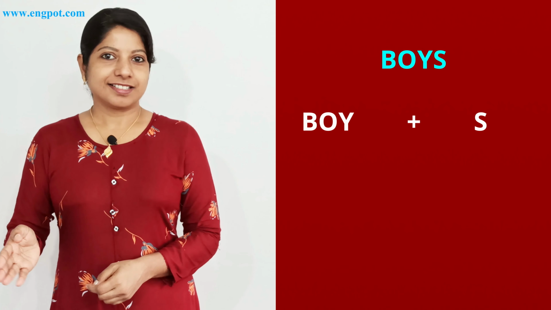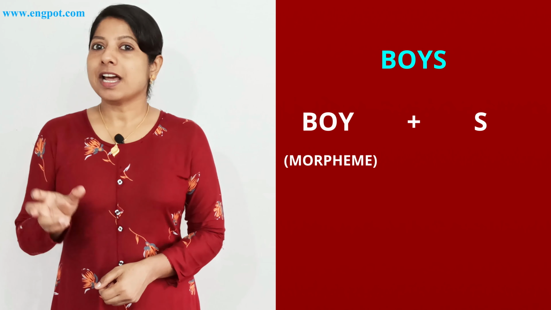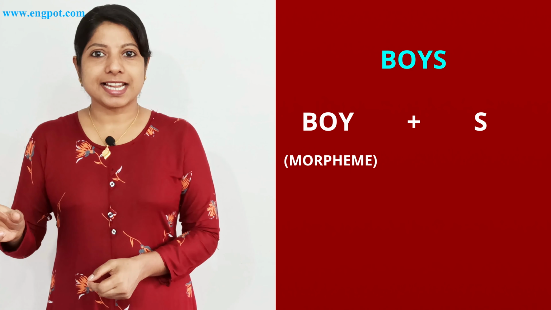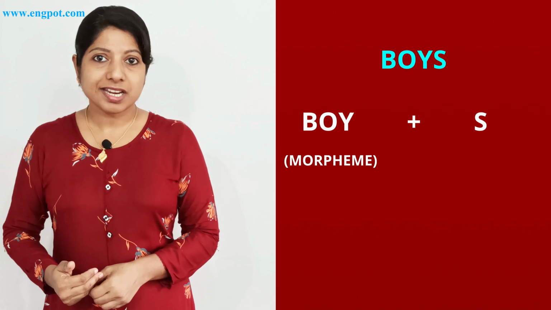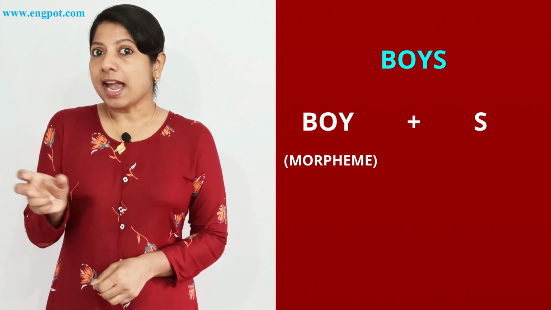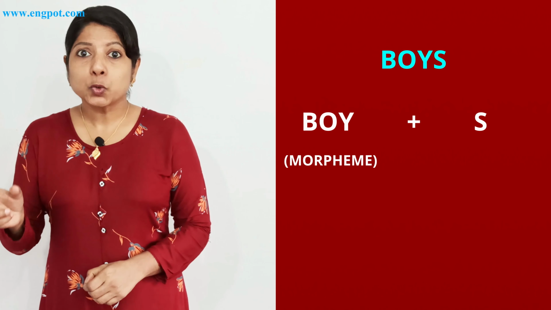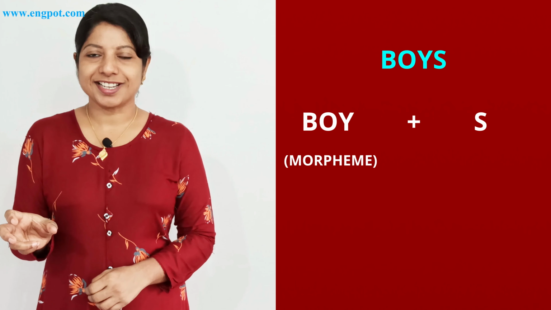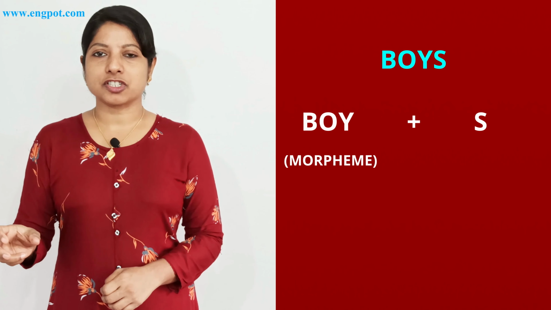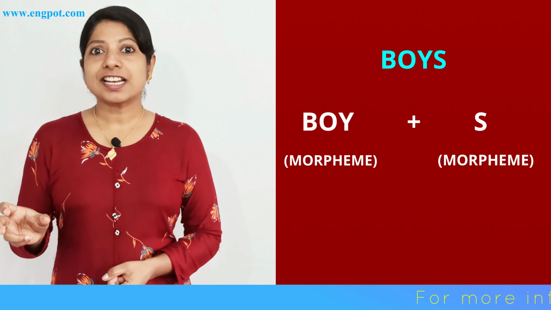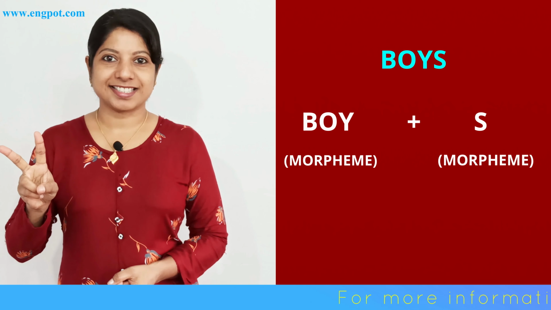Now take another example, boys. Here we can break the word as boy and S. Now you know that boy is a morpheme. Now how about S? S is meaningless, isn't it? And S is a letter, and a letter can't always convey a meaning. But here, S when added to boy denotes a plural form of boy. That is, it pluralizes the word boy, isn't it? So S performs a grammatical function, hence S is also a morpheme. So in this word boys, there are two morphemes, boy and S.